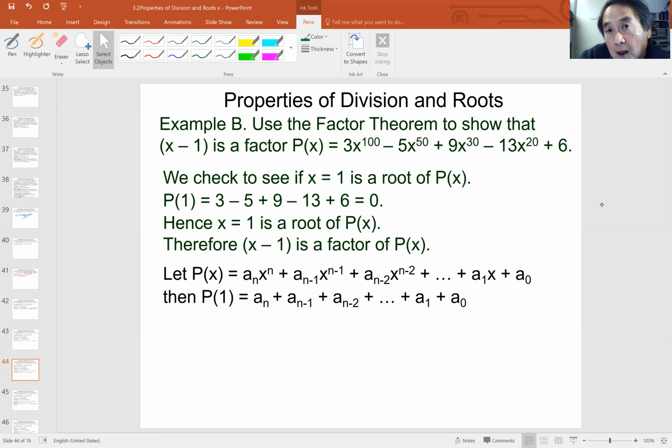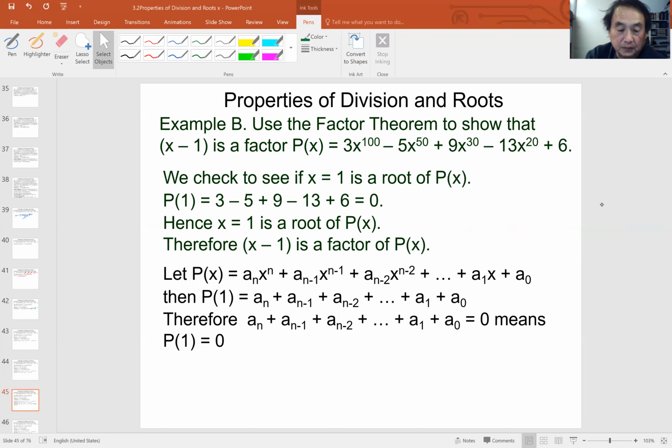So here's the observation. If I plug in 1, which turns out to be the sum of all the coefficients, the numbers in front of all the x's, you add them up. If that's 0, that means plugging in 1, I get 0. That means x minus 1 is a factor.